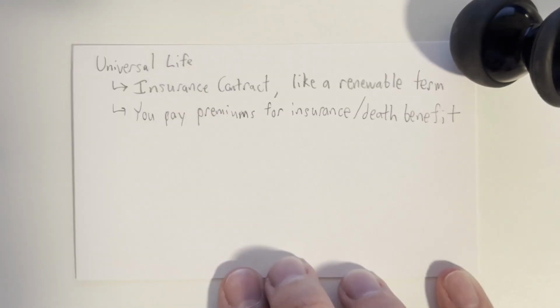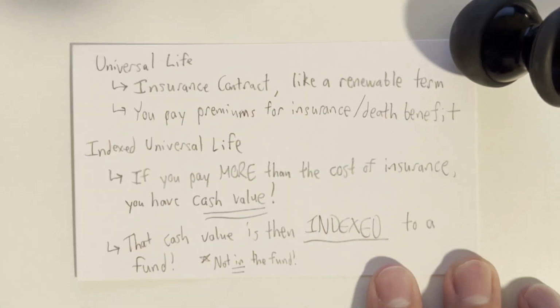Universal life is just an insurance contract, kind of like a renewable term. You pay premiums and you get insurance or death benefit. Indexed universal life, if you pay a little bit more than the minimum premium, you get some cash value. That cash value is then indexed to a fund. Key note here, it is not in the fund.